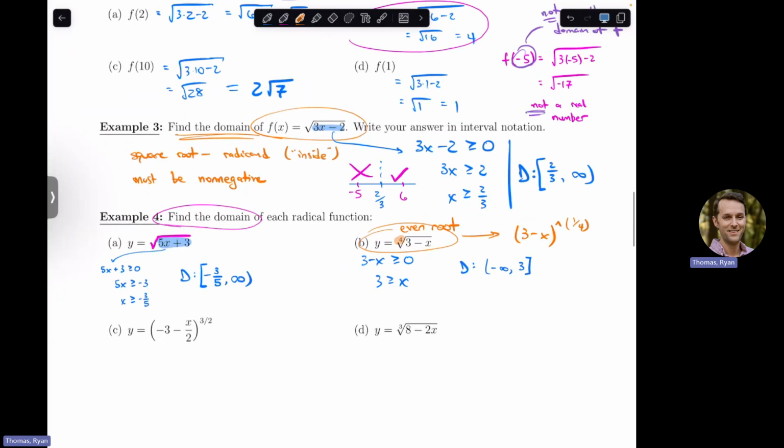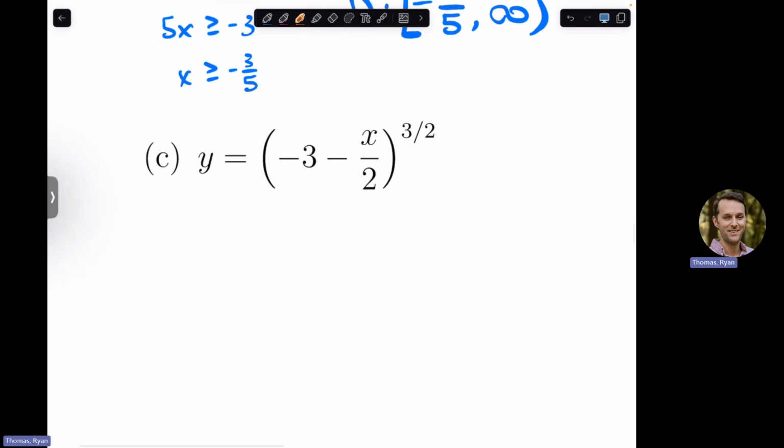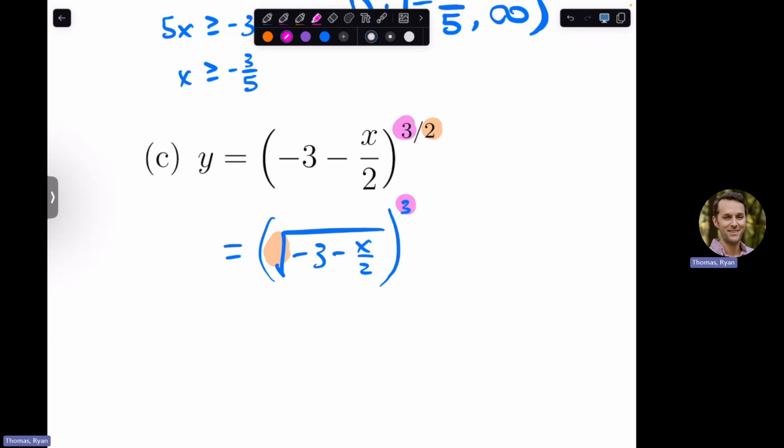Okay, C. What kind of function is this? There's a 3/2 power, right? If we rewrite that, what would this look like? A square root and a cube.